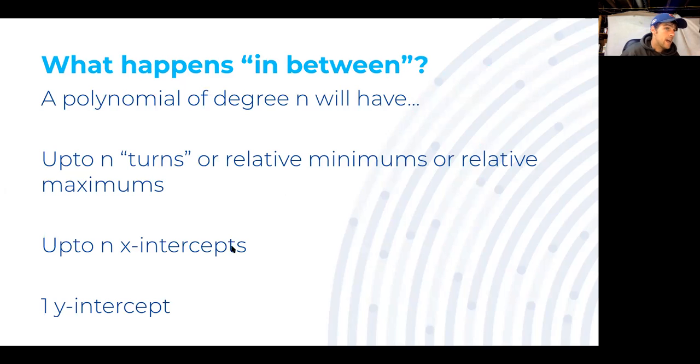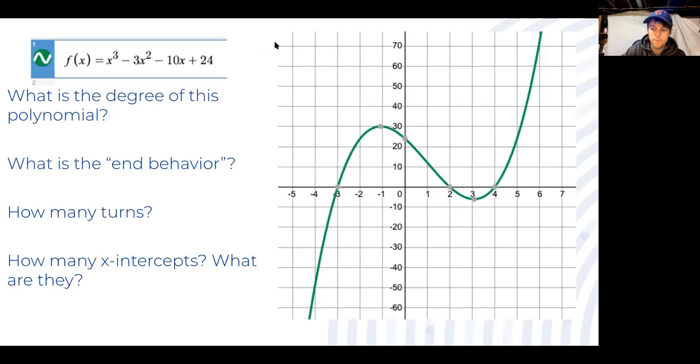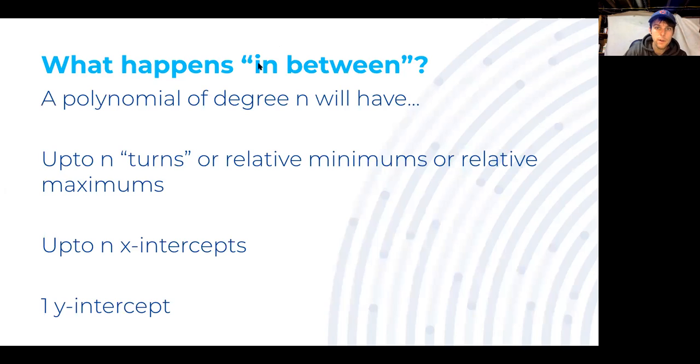Okay, so right now we were just talking about what happens at the extremes as we go to positive infinity on the right or negative infinity on the left. What's the graph doing? But what about what happens in between? So first thing, I have a little bit of a typo here that I forgot to edit, but that's okay. We'll edit it right now. It's going to have up to n minus 1 turns. So a polynomial of degree n will have up to n minus 1 turns, or we also can call those turning places, a relative minimum or relative maximum.